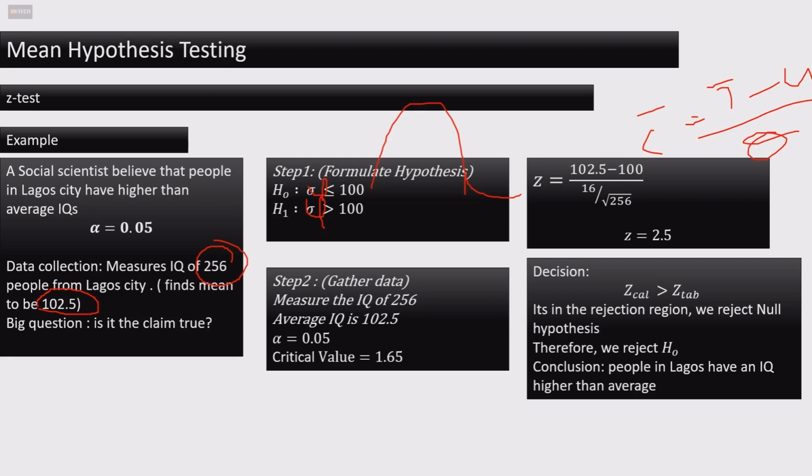So the conclusion from this experiment is that people in Lagos have a higher IQ than average. This has proven that people in Lagos have a higher IQ than average. So you can say it boldly now, because you have checked it statistically and it is significant. Hope we are making sense. Let's look at another example.